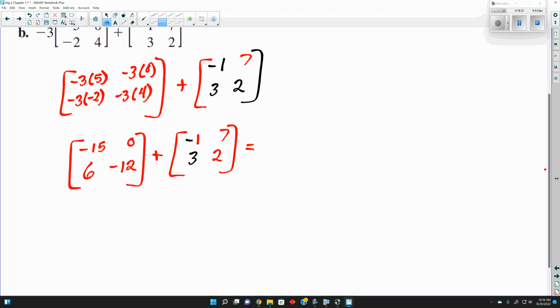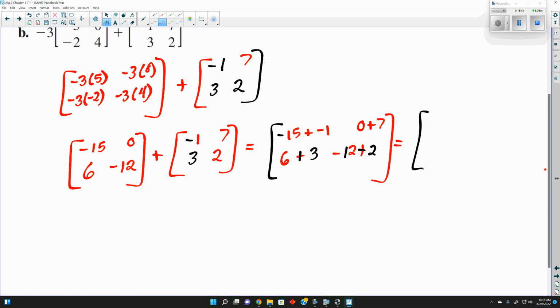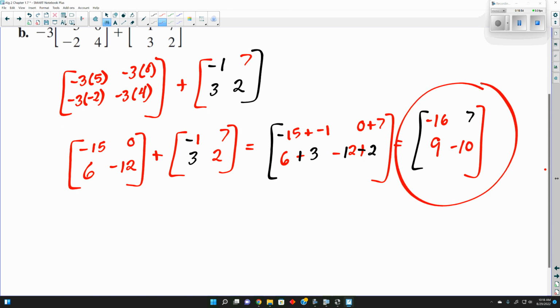And last but not least, we need to add them together. Negative 15 plus negative 1, 0 plus 7, 6 plus 3, and negative 12 plus 2. Well, negative 15 plus negative 1 is negative 16. 0 plus 7 is 7, 6 plus 3 is 9, and negative 12 plus 2 is negative 10, and that's our final answer.